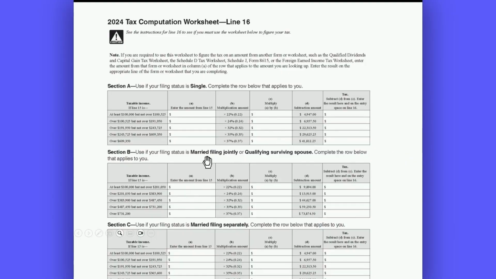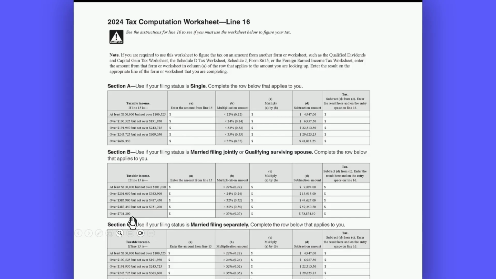So if we look, for instance, at married filing jointly, you would come down here and you would say if they make at least $100,000, but not over $201,050, if that's their taxable income, that's what you put here. Is their taxable income. Then you're going to multiply by 22%. That's going to give you a number to put here. Then you are going to subtract $9,894, which will finally give you the tax. And that's the way all of these work.